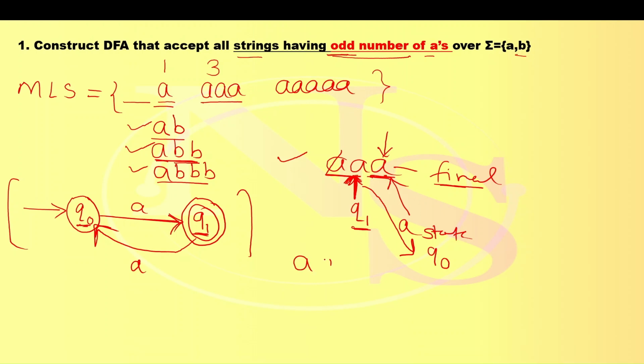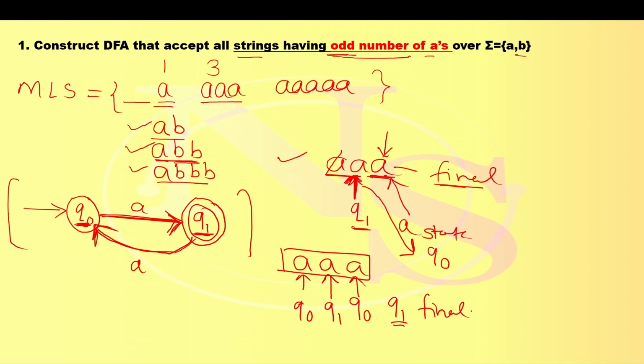Let's verify. As our string is AAA, automata starts with the state Q0. Q0 reading the first A goes to state Q1. Q1 reading the second A goes to state Q0. Q0 reading the third A goes to state Q1. The string is completed. Where is the automata? Automata is in the state Q1. Q1 is our final state. It means AAA is accepted.